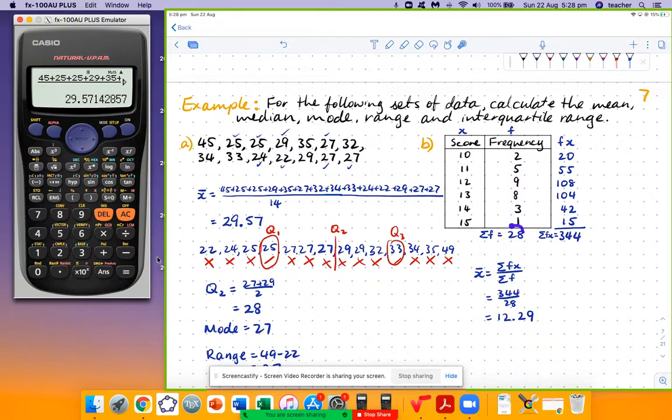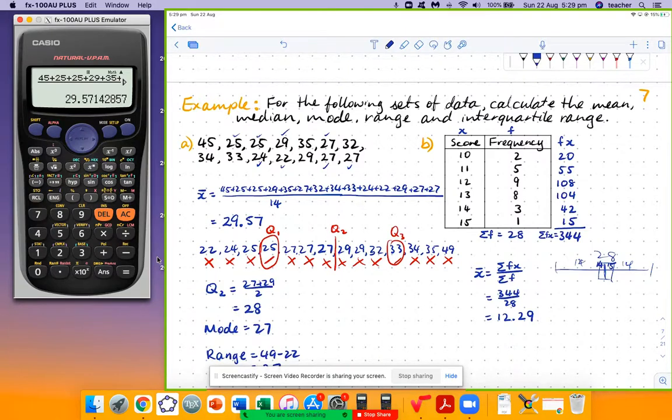Now, if we've got 28 scores altogether, we don't really want to write out all of these numbers and then do our crossing off. So what we can do is take 28 and divide it in half. Then we know that we've got 14 on one side and 14 on the other side. So if I've got a total of 28 numbers, and I cut it in half, I'm going to have 14 on this side and 14 on that side. So that means the median is going to be halfway between the 14th score and the 15th score.